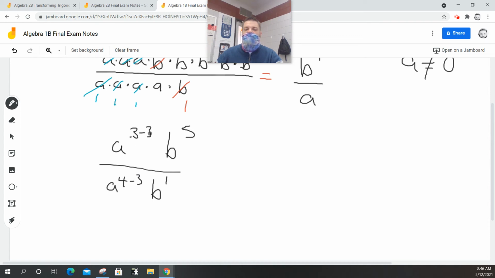This becomes A to the 0, which is just 1. 1 times, oh wait, let's do the B's. I'm going to subtract 1 here and subtract 1 here because 1 is smaller than 5. This becomes B to the fourth. This becomes B to the 0. This becomes A to the 1. So this goes away, and I'm left with B to the fourth. This goes away because it's equal to 1, and I have A to the 1.